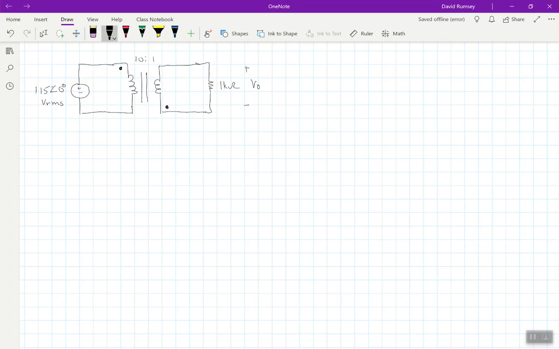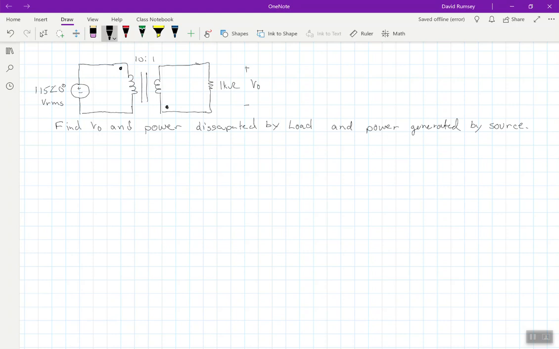So first off, let's go ahead and write down what we're asked to find here. We're going to be asked to find V out and the power dissipated by the load, which the load is just that 1 kilo ohm resistor, and the power generated by the source.